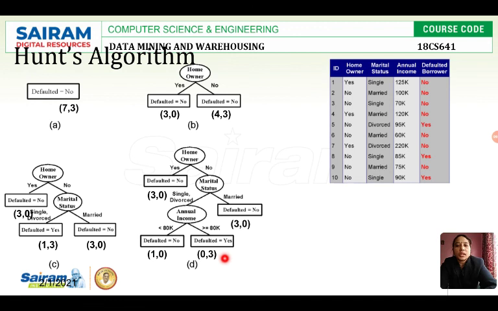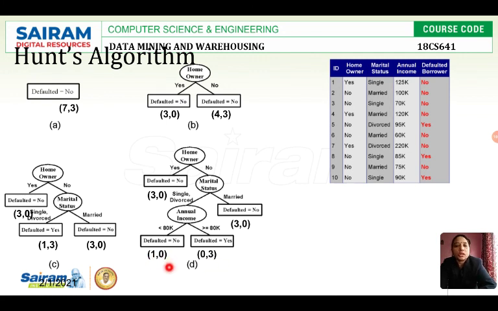And what if they are having greater than or equal to 80,000? Single, greater than or equal to 80,000, they are defaulted borrower, yes. Divorced and greater than 80,000, defaulted borrower, yes. And yes, single greater than 80,000, defaulted borrower, yes. So 3 are there, 1, 2, 3. So 3 are there under defaulted borrower. So we got the value 0 comma 3 here, and here 1 comma 0.